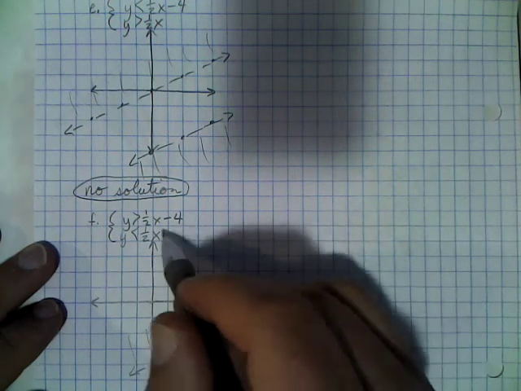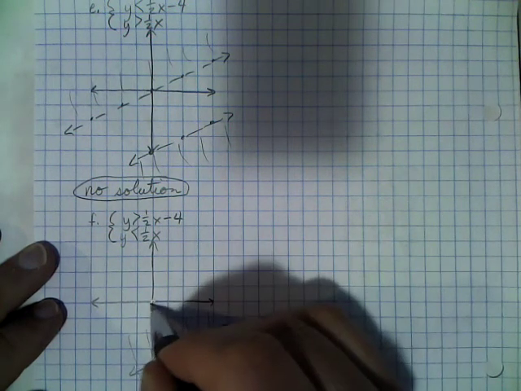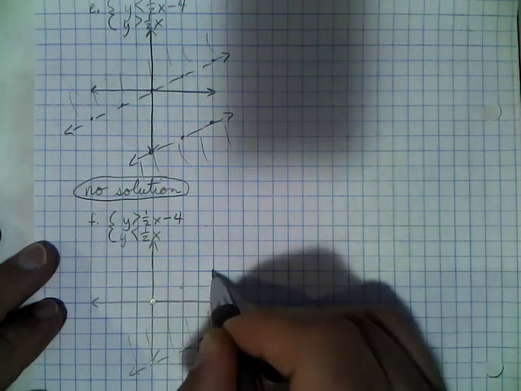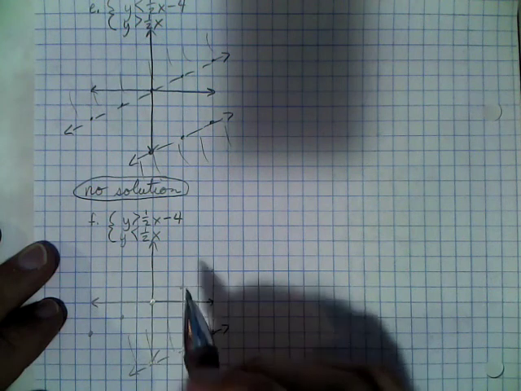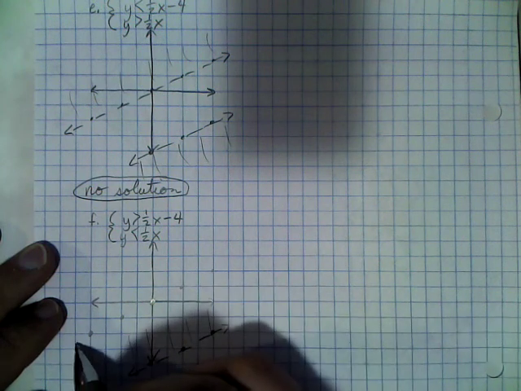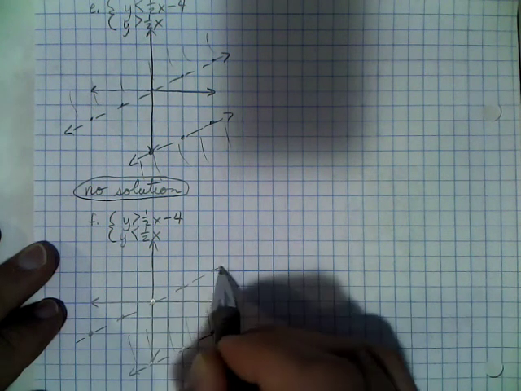And then down here, no intercept, which means it goes through the origin. And still a slope of up 1, right 2, up 1, right 2, down 1, left 2, down 1, left 2. And then no or equal to's, so it's still a dashed line.